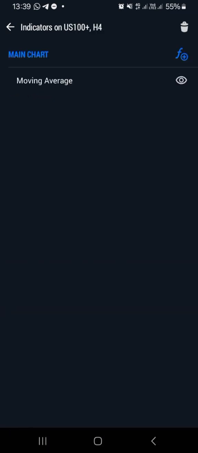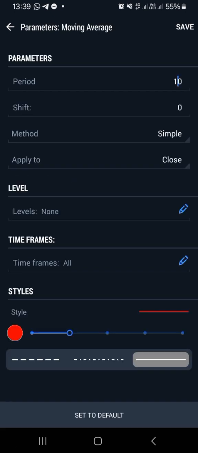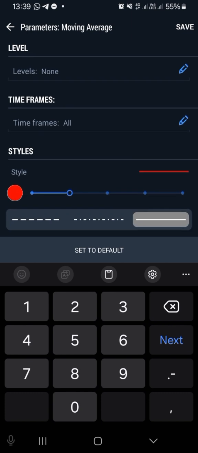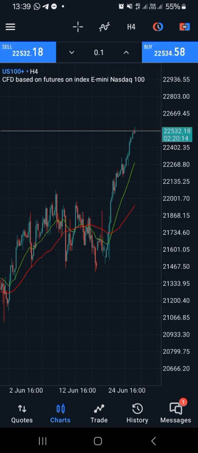Then we add another moving average with F plus, moving average. Our second moving average is 50, simple. Let's keep the color of that one at red. Now we have our two moving averages. Let's go back to the chart. So these are on our chart now.